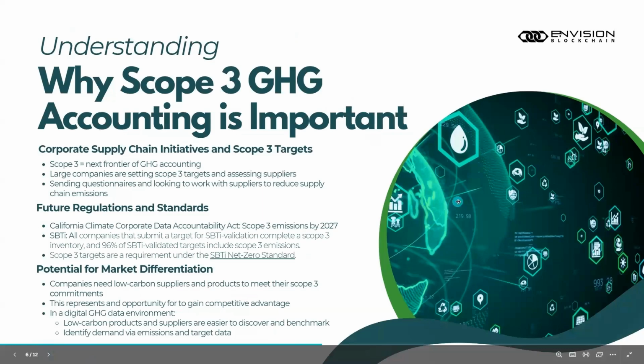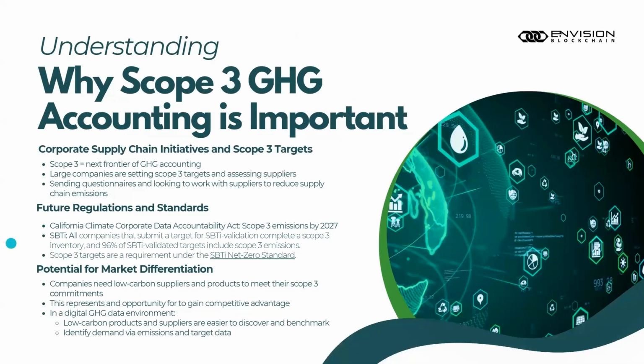So, understanding why Scope 3 accounting is important. Scope 3 is currently optional under the Greenhouse Gas Protocol, but it's actually becoming the next frontier of greenhouse gas accounting. It used to be that mainly larger international and publicly traded companies were focusing mostly on Scope 1 and 2 emissions. Now they're beginning to more often set targets for Scope 3, which involves their emissions from their supply chain, transportation, and products, things like that.